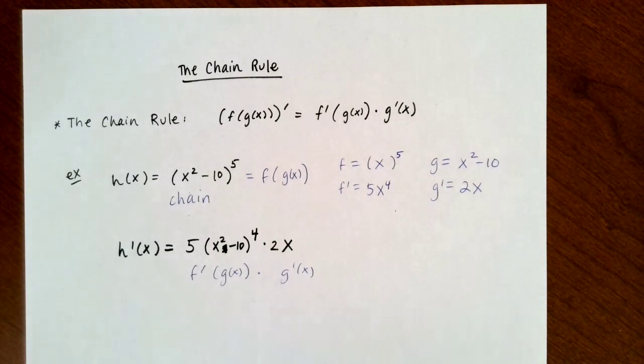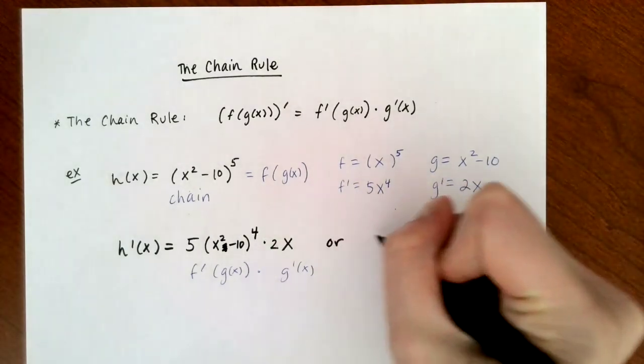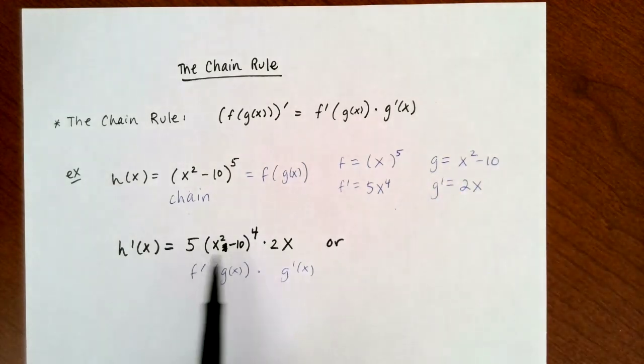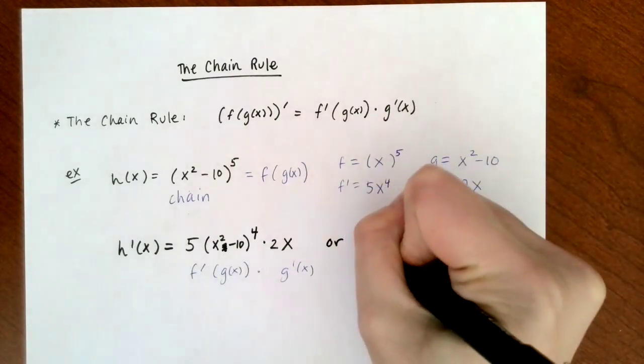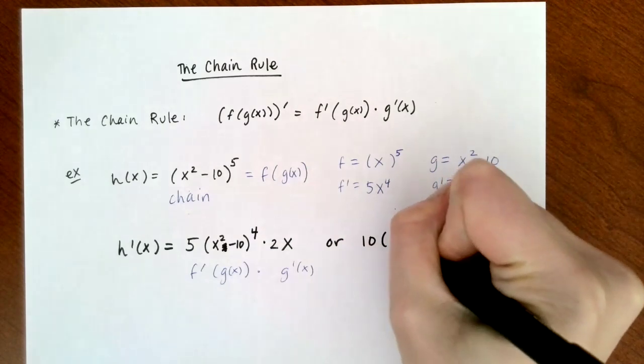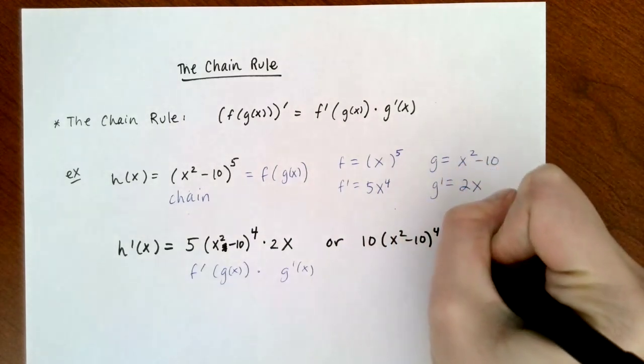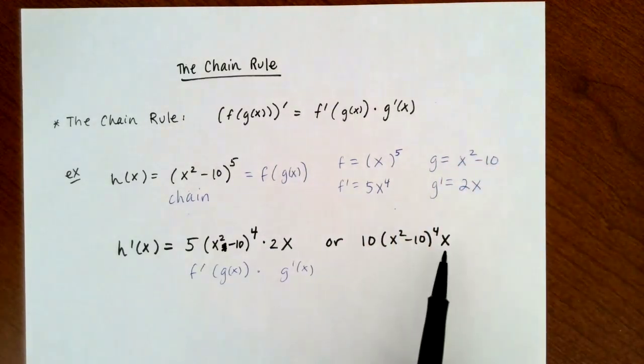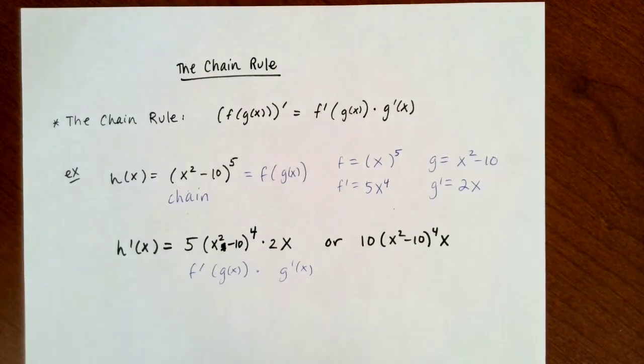Now, if the directions don't tell you to simplify, you can leave your answer exactly like this. Or you could go one more step, combine 5 times 2 into 10. So 10x times x squared minus 10 to the fourth. And certainly this x could go in the front with the 10 if you wanted to. Anything equivalent to this is a perfectly good final answer. All right, let's try another one.